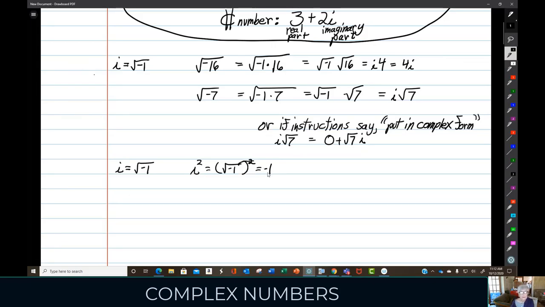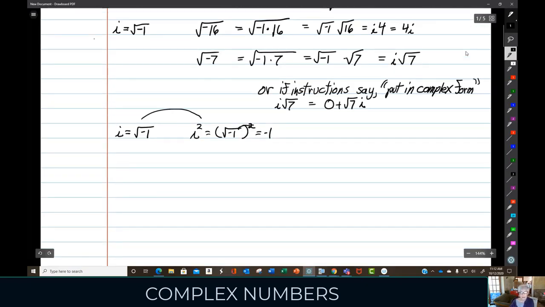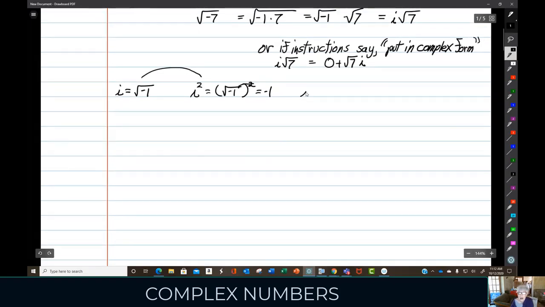I squared equals negative 1. Now the rest that I'm going to do is going to be based on these two truths, if you will. I to the third power can be written I squared times I. But we know that I squared equals negative 1, so this will be negative 1 times I, which will be negative I.